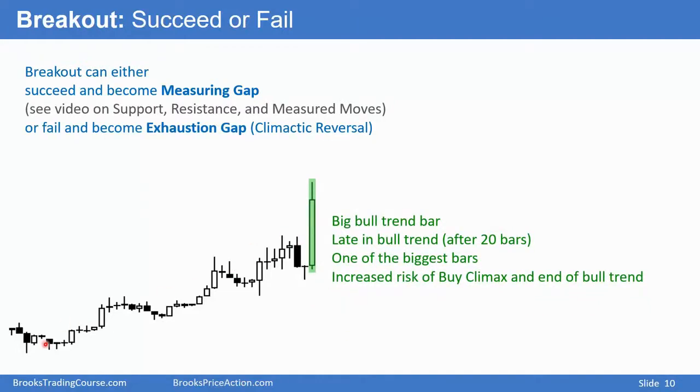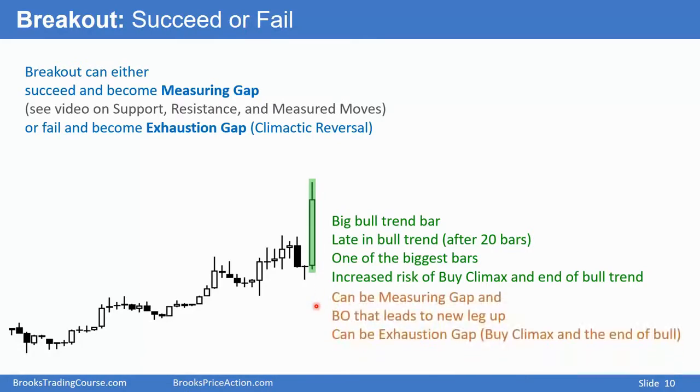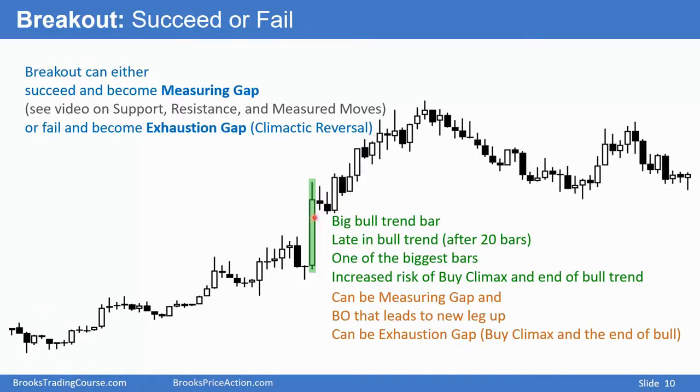More than 20 bars into a bull trend, maybe 30 or 40 bars. It's the biggest bull trend bar. It doesn't have to be the biggest. If it's simply one of the biggest, that is all that you need to have an increased risk of a buy climax in the end of the bull trend. However, this rally is weak, and instead of this being a climactic end of this bull trend, it could be a conversion from a weak rally into a strong bull trend. And that's what it was in this case.